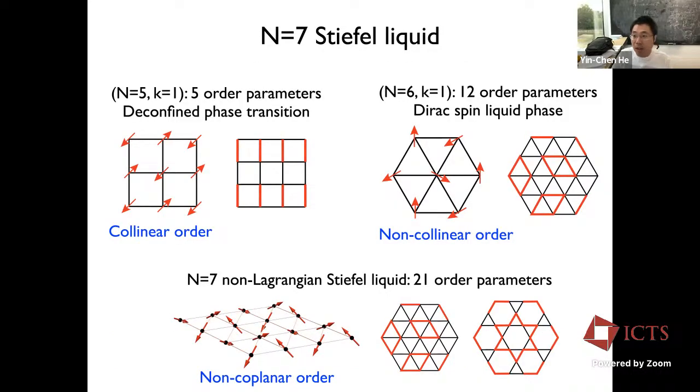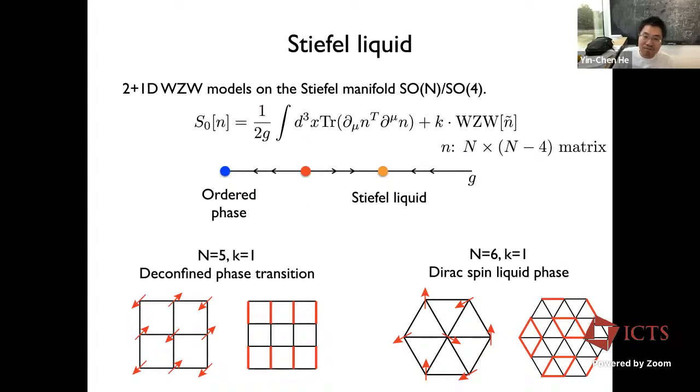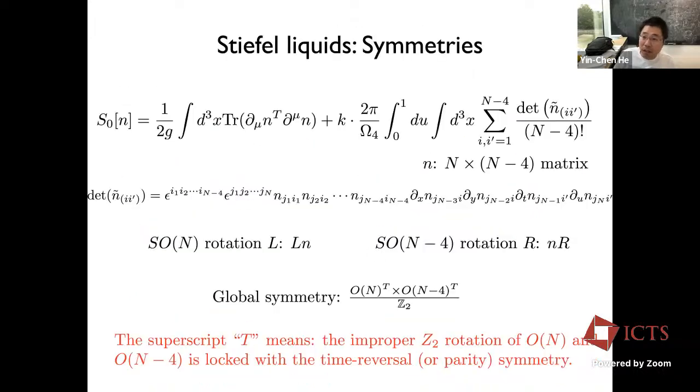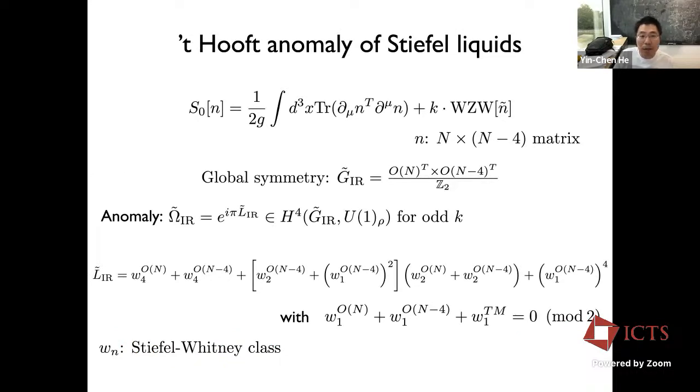So for this Stiefel liquid, even though we defined it using this nonlinear sigma model, which for this fixed point is non-renormalizable, there's still a lot of things we can say about this conformal fixed point, this Stiefel liquid. One thing is the global symmetries of this theory. You don't really need to read this rather heavy slide. It's a bit technical for this talk, and we can also get the anomaly of this Stiefel liquid. Again, it's a technical result.